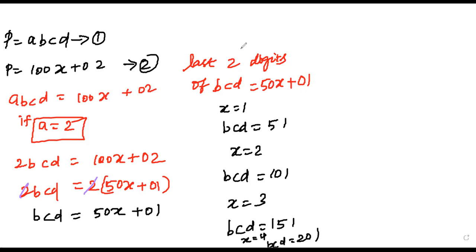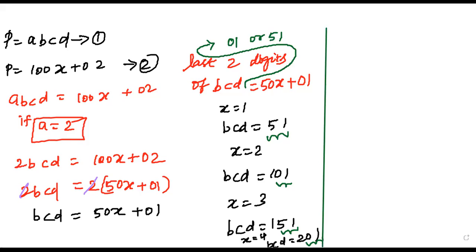So if you check for the repetition of the answer, you will always end up having 51 or 01 as the last 2 digits of BCD. You will always have 51 or 01. So the last 2 digits of the BCD are going to be 01 or 51. Yes, I hope it is clear. So this is by substituting A as 2. We already knew we are going to divide it by 2 or 6.